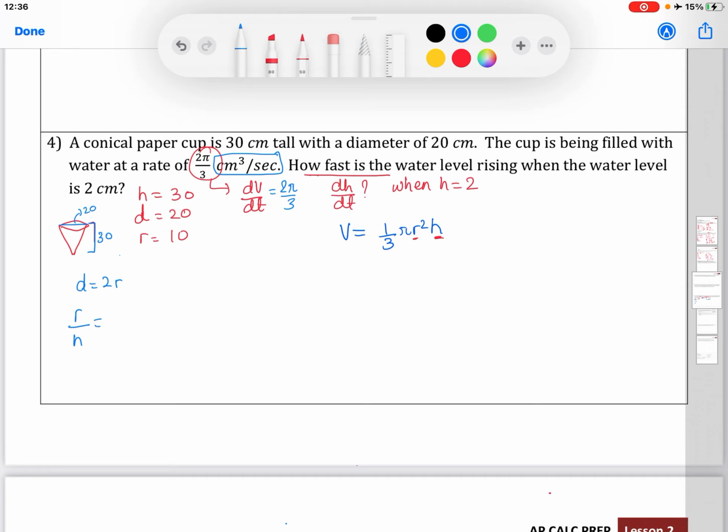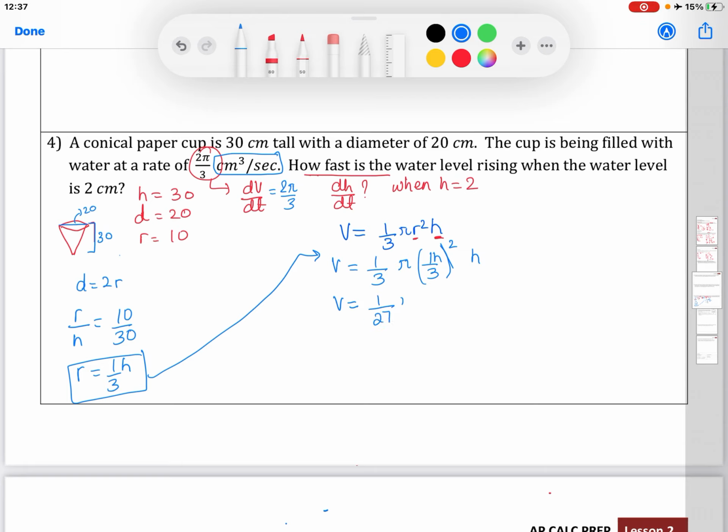So I know R over H is what? What's the ratio? 10 over 30. So let's solve for R. R is going to be 1 over 3 H, or H over 3, whatever you want to do. Now I'm going to take this relationship and substitute in here. So volume is equal to 1 over 3 pi, and in place of R, I'm going to write 1 over 3 H, squared, times H.